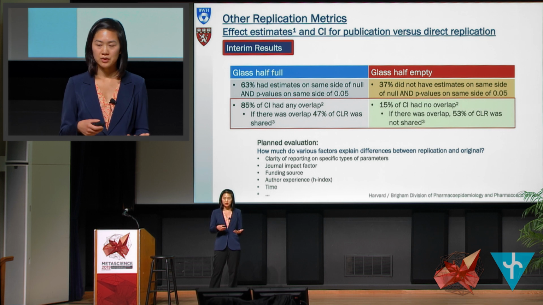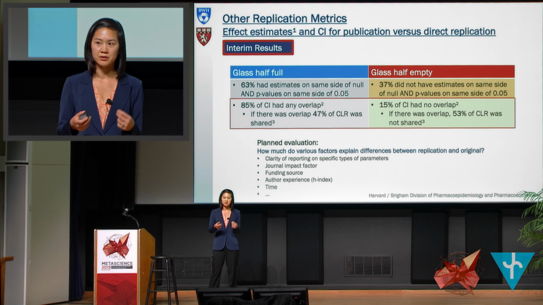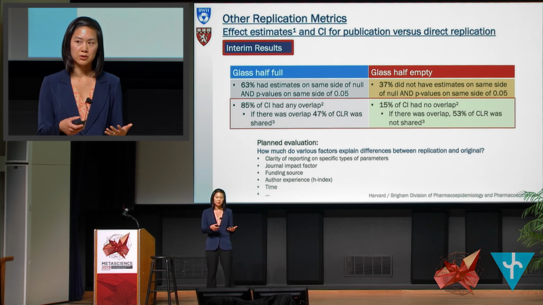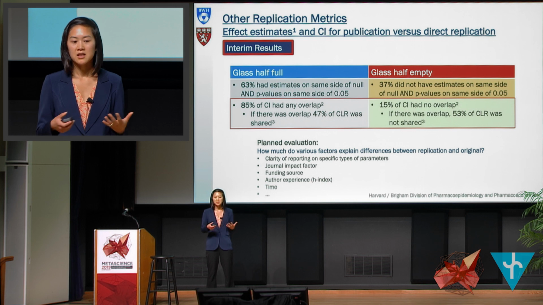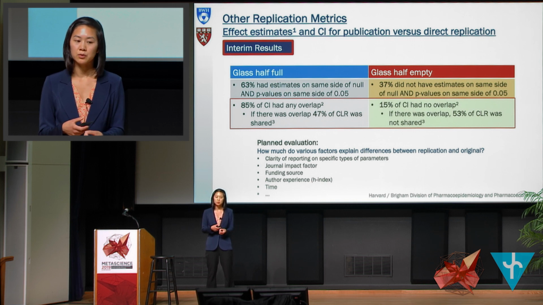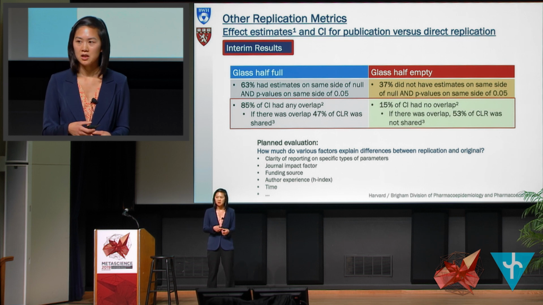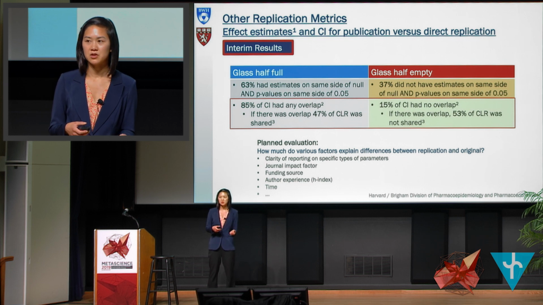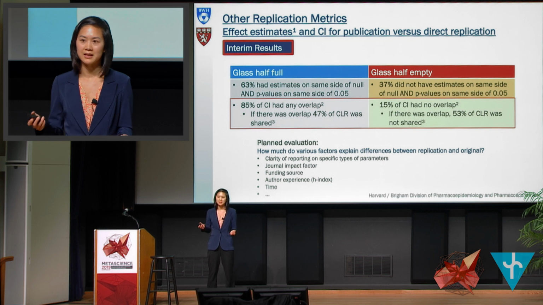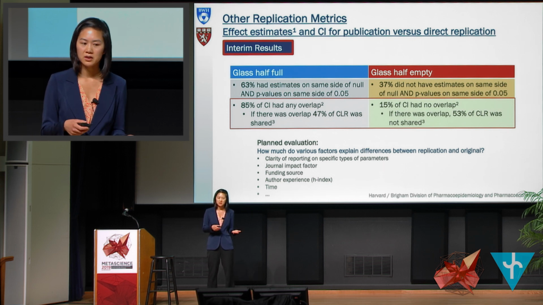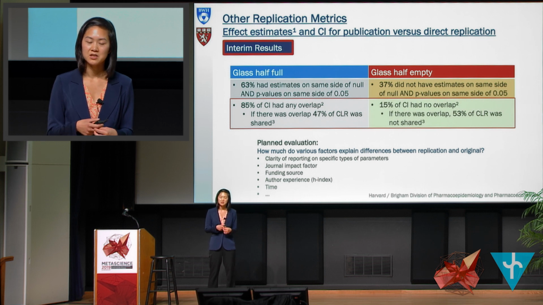We are planning on doing further evaluation about what's driving this variation between the publication and the original, given that we're trying to implement it using the same source data to recreate the same analytic population. And some of the differences or factors that we're planning to look at include clarity of reporting on specific types of parameters, looking at the journal impact factor and the type of journal. Is it a specialty clinical journal versus like an epidemiologic methods journal? Funding source, author experience, proxied by citation impact factor, and time. Are we improving over time?